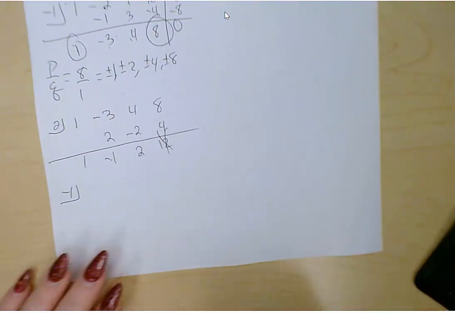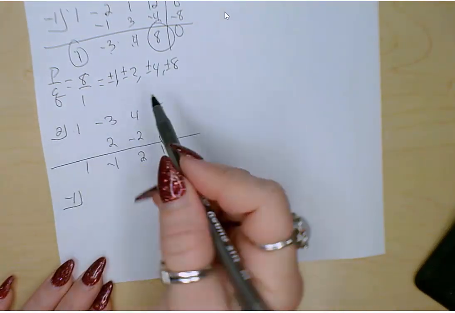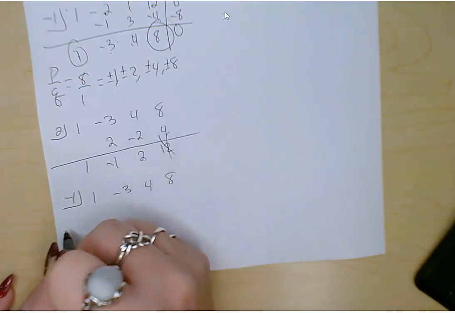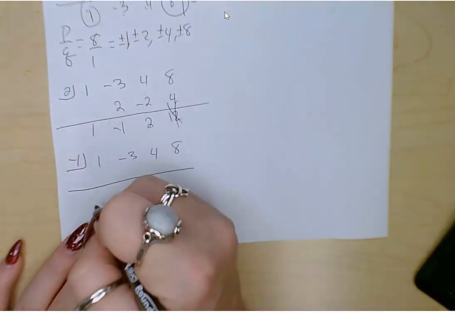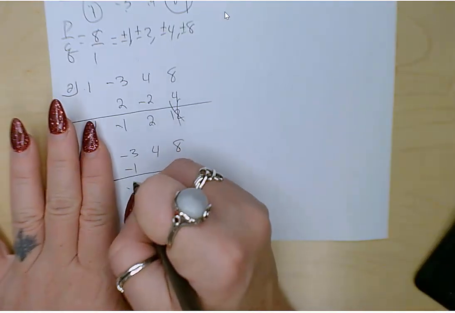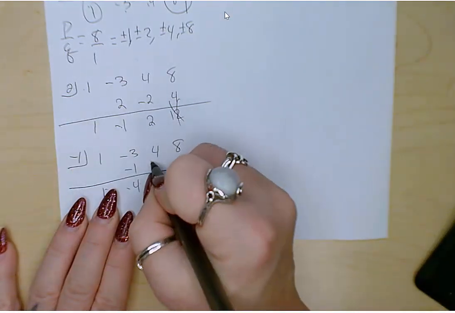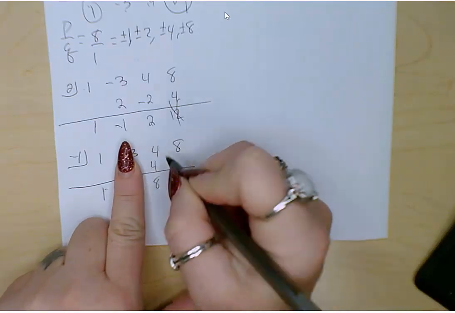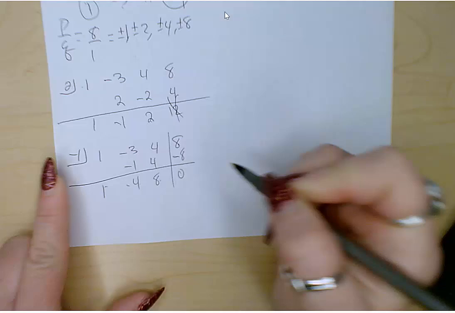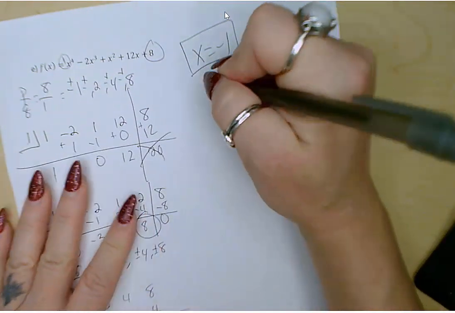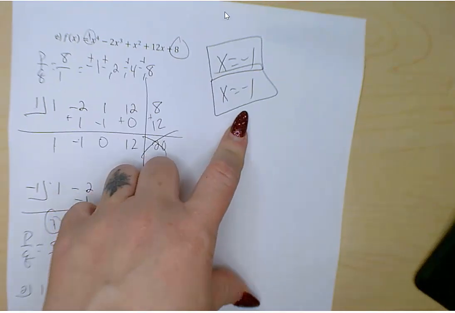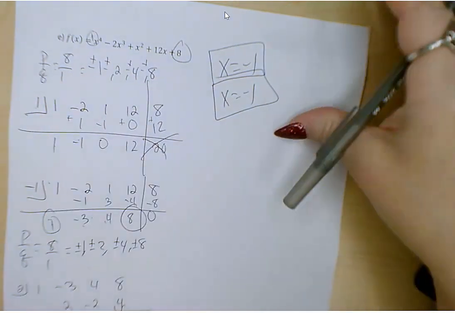Let's try negative 1 again. Let's drop down our numbers: 1, negative 3, 4, and an 8. Let's go again. Dropping down 1. 1 times negative 1 is negative 1. When we add, negative 4. When we multiply, positive 4. When we add, 8. When we multiply, negative 8. And when we add, we do get a 0. So we got another negative 1 as a solution here.